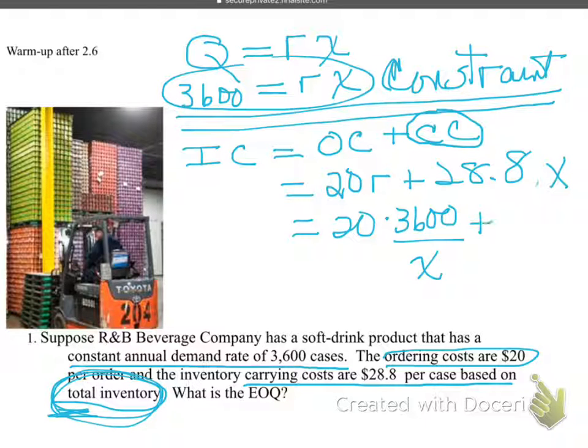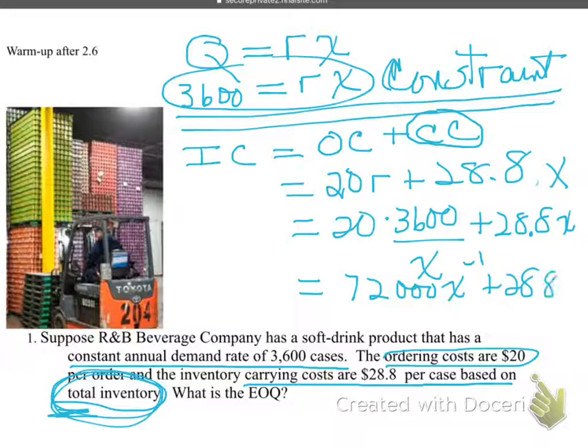And then plus 28.8 times X, and there's a little decimal point right there. All right, so clean this up a little bit. 20 times 3600 is 72,000. Bring the X up, that's X to the negative 1, plus 28.8 times X. Okay, I'm going to just erase the problem for a second.